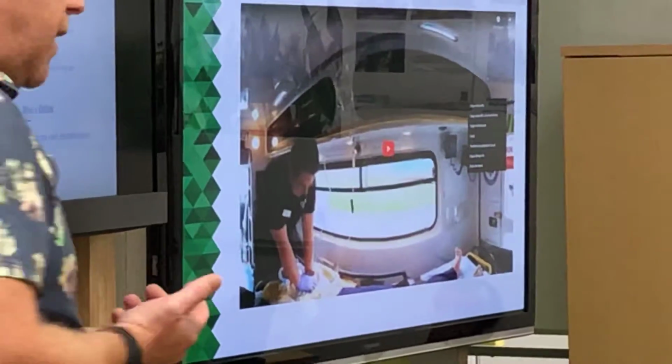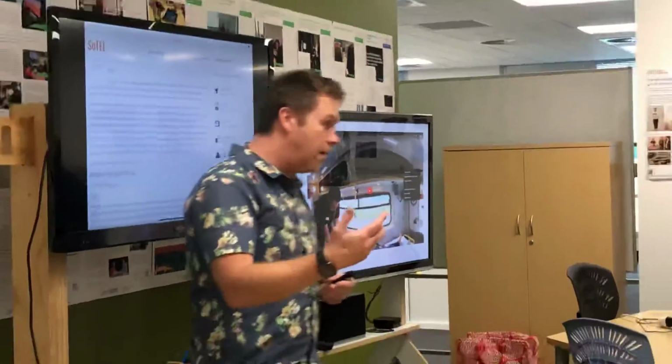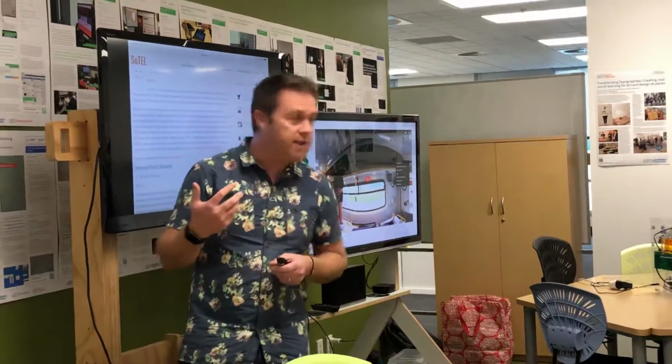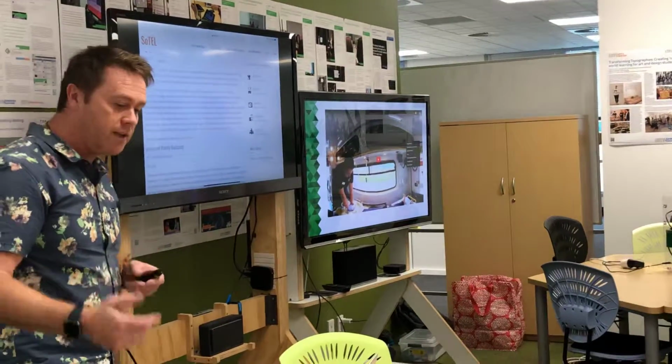So it gives them an experience of a resuscitation in the back of an ambulance, an experience of the classroom, how we would teach simulation. And this was kind of the early stages of our exploration into 360.